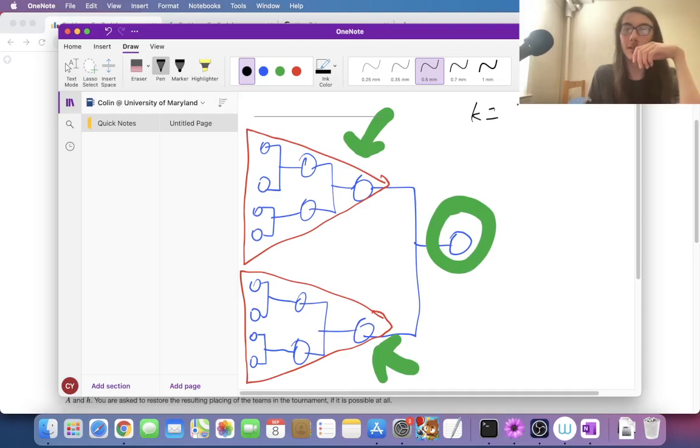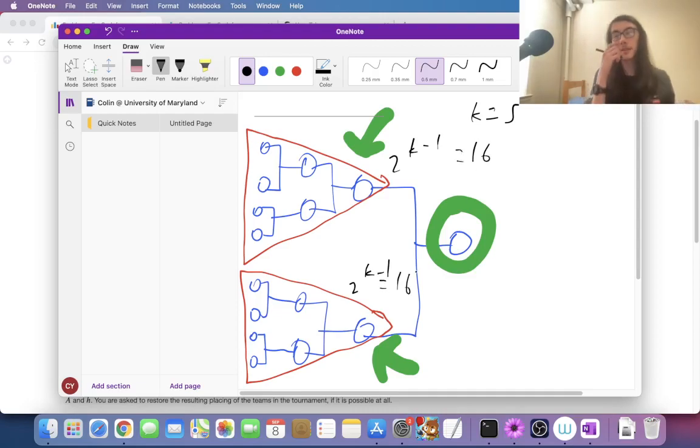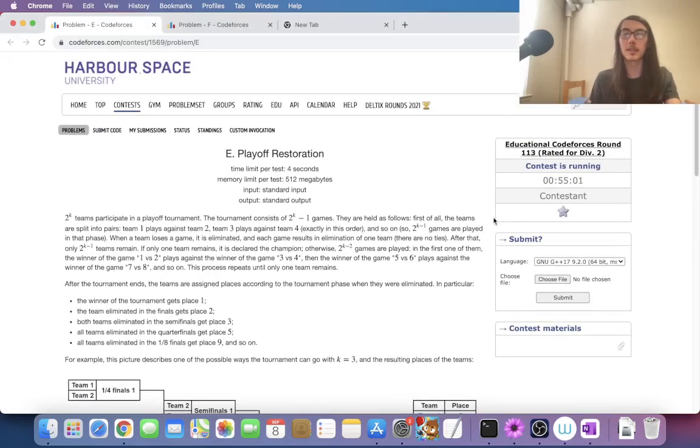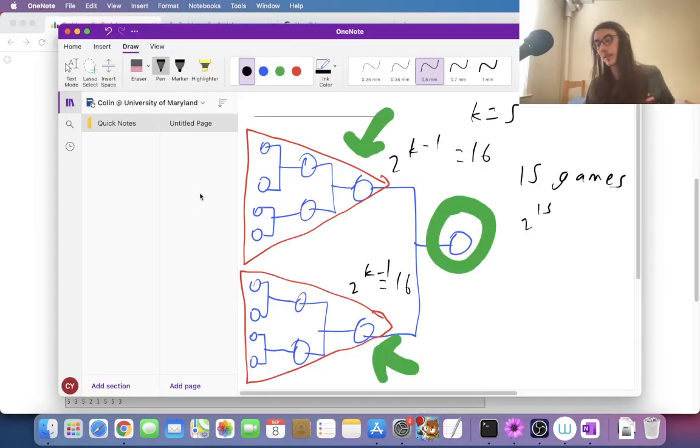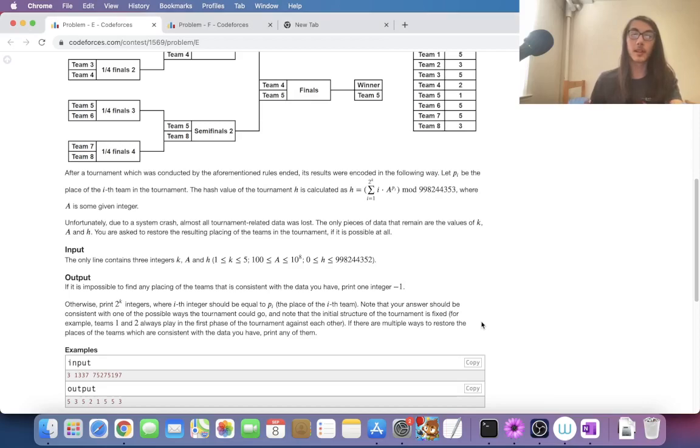So, suppose k equals 5, the worst case. Then this is a tournament of size 2 to the k minus 1. This is a tournament of size 2 to the k minus 1. Both are 16, so there are 15 games that happen. In each game, one person gets eliminated. So in total, there are 2 to the 15 potential outcomes that can happen if we brute force all of the potential outcomes on each side. Then we match them to each other, and I think it should work.